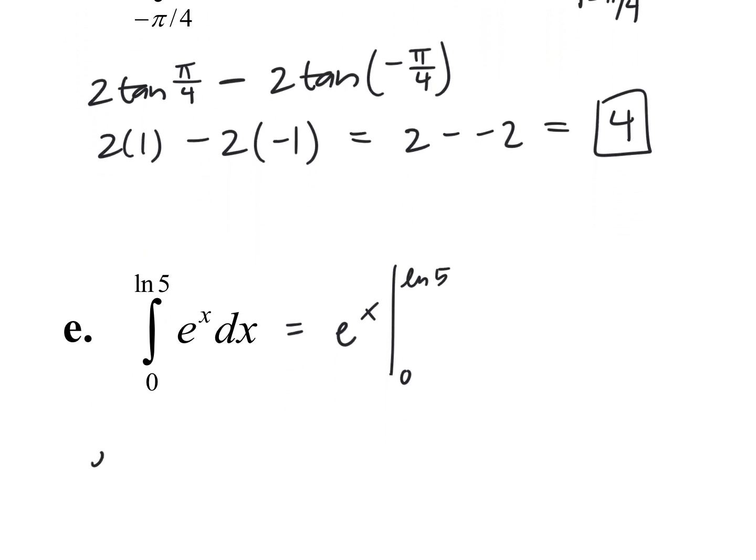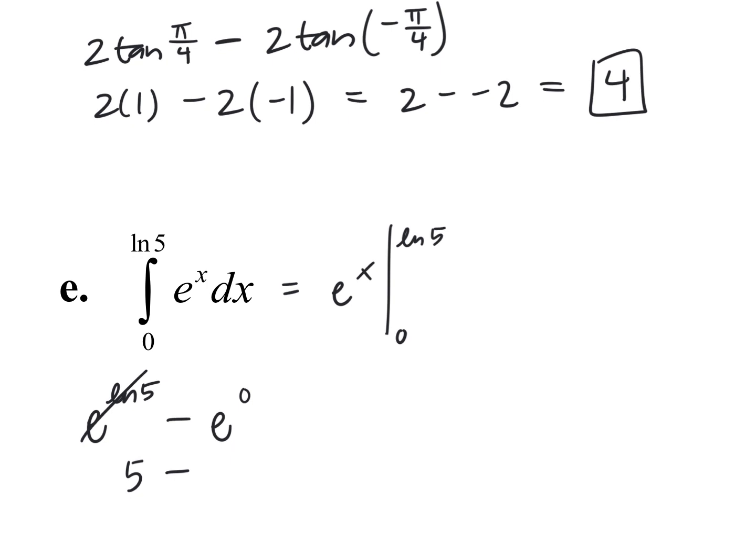So I'm going to plug that stuff in. E to the natural log of 5 minus e to the 0. Well, what does e to the natural log of 5 actually give me? 5. Those go away. I'm left with 5. So I have 5 minus e to the 0, which is 1. So this equals 4.